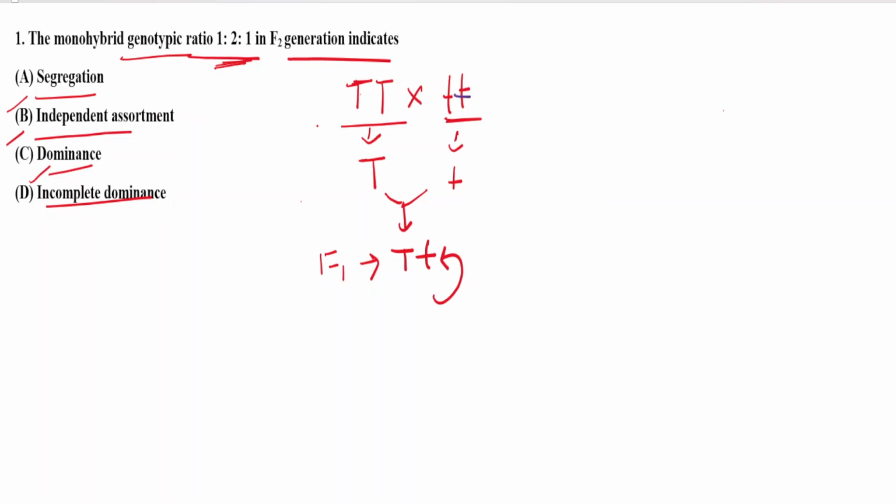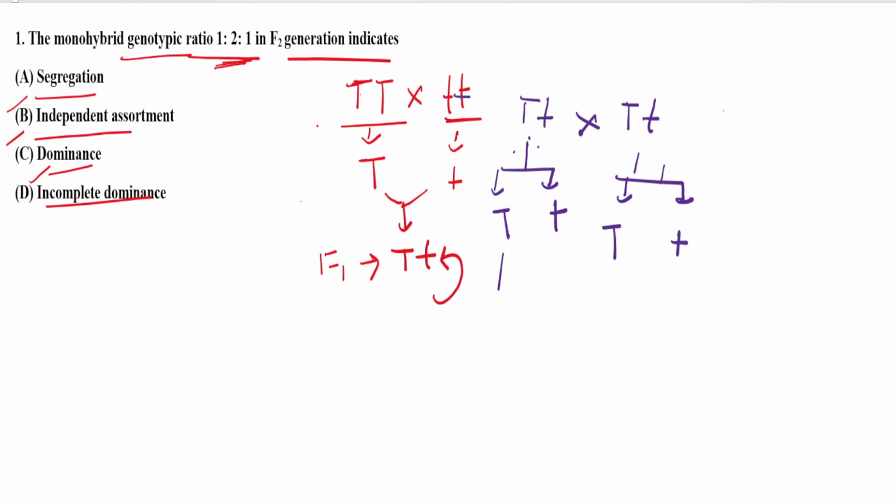If we are crossing capital T small t with capital T small t, that is, we are doing the selfing of the F1 generation, what will we get in the F2 generation? Unlike the F1 generation in the previous part, we will get here two different types of alleles, capital T small t, because in the previous plants were pure plant homozygous, but here we have a heterozygous plant, so we will get two different types of allele. Here again we will get two different types of allele, capital T small t.